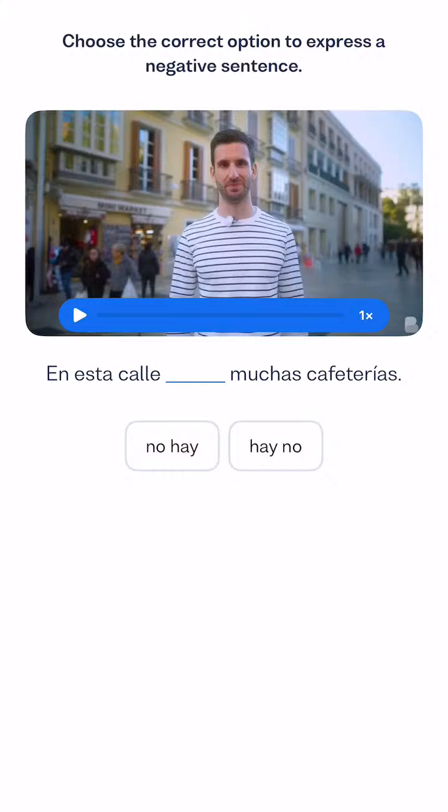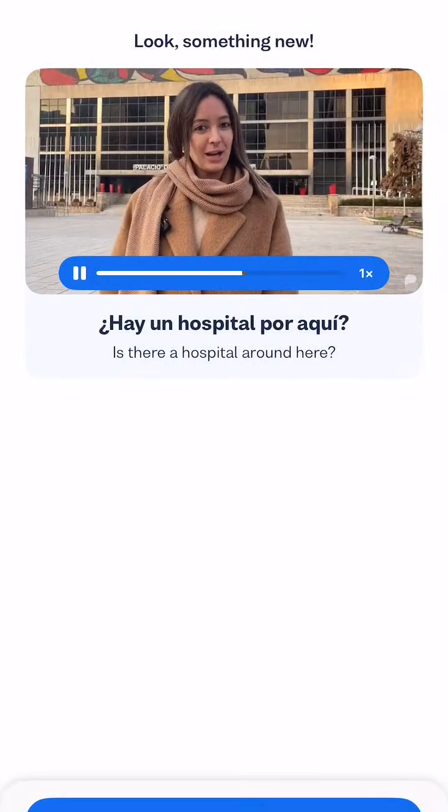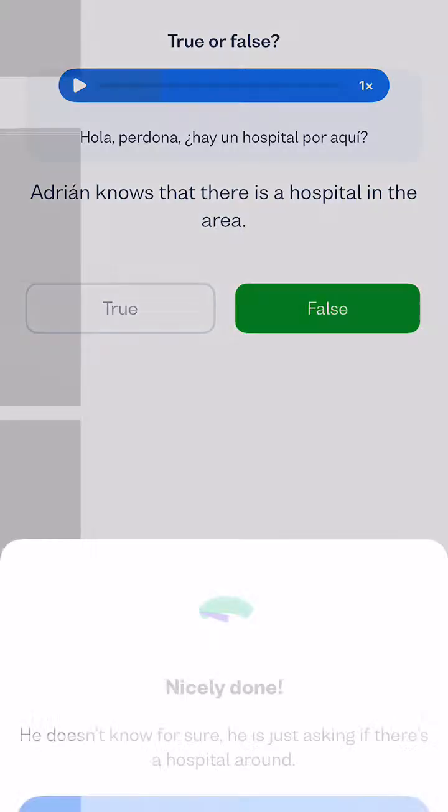Anyway, en esta calle no hay muchas cafeterías. ¿Hay un hospital por aquí? Hola, perdona. ¿Hay un hospital por aquí? Okay, so hello, excuse me, is there a hospital here? Adrian knows that there is a hospital in the area. No, he doesn't know. That's why he's asking.